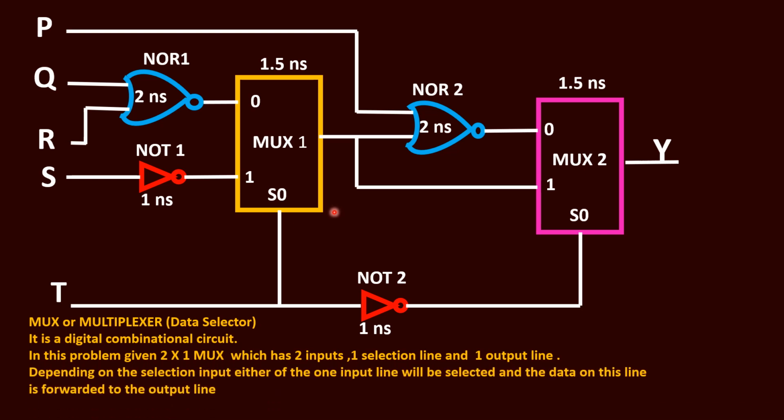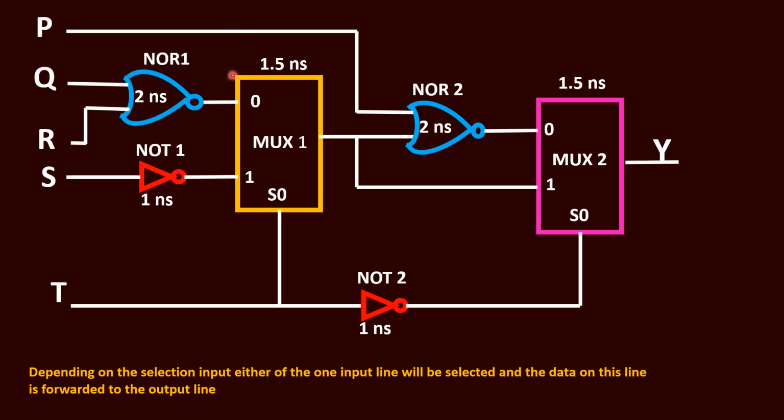Let's have a quick recap on the working of a MUX circuit. It is a combinational digital circuit, also known as data selector. It selects one data amongst many inputs and makes it available at the output. In this diagram, we have a 2 by 1 MUX, that is, we have 2 inputs and 1 selection line and 1 output line. Based on the input at the selection line, any one input line or data line is selected and that data will be passed or forwarded to the output side.